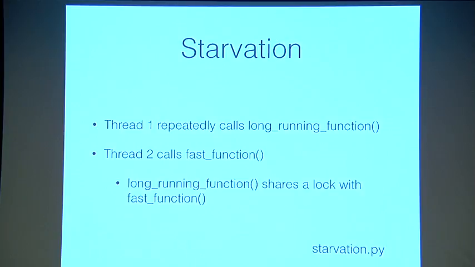There's another problem that can happen, which is starvation. Thread 1 repeatedly calls some long running function while it holds the lock, and thread 2 calls some fast function. If thread 2 could get the lock, it could give it up very quickly. But if they share that lock, then thread 1 will almost always dominate. It'll hold the lock for much longer. Even if thread 2 gets it for a little bit, the time spent holding the lock will be much higher for thread 1.